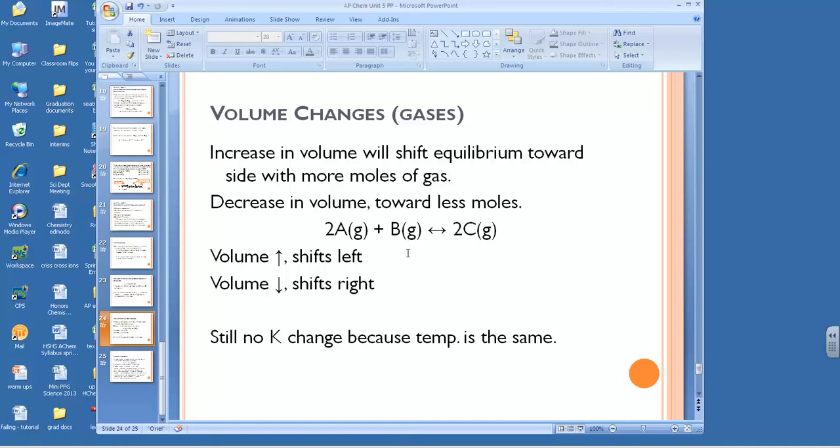Temp stays the same though, so K stays the same. They just have to balance out to keep K that same constant.